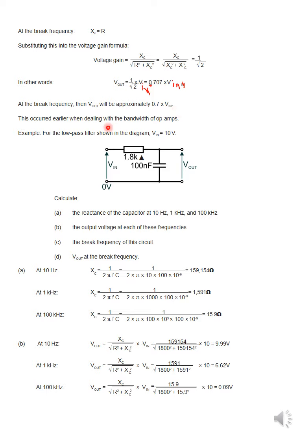0.707 into V in. At the break frequency, V out will be approximately 0.7 into V in. This occurred earlier when dealing with the bandwidth of op amps. This is not related to this chapter here. We will do this when we do op amps.